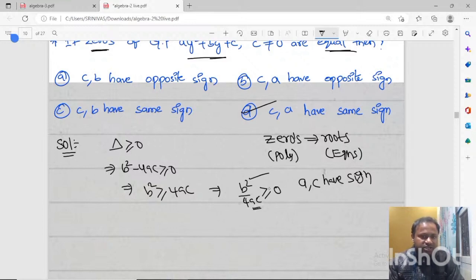So what was the condition? Discriminant, that is delta greater than or equal to 0, b square minus 4ac, and its value is b square greater than or equal to 4ac, hence b square divided by 4ac greater than or equal to 0. Okay.